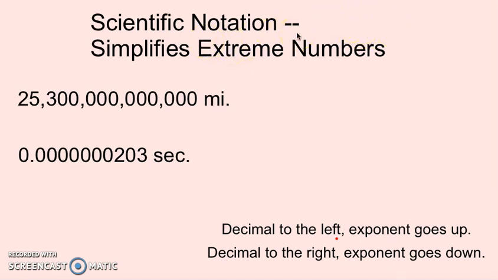This particular video, we want to talk about scientific notation. Scientific notation is a way to simplify extreme numbers, and sometimes in science we're going to get some extreme numbers.